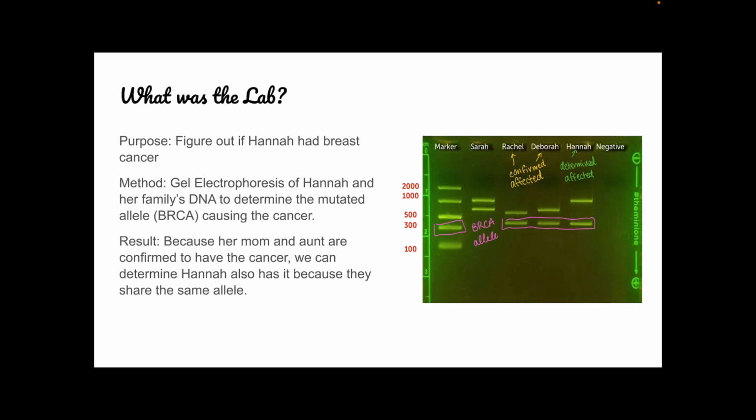What was the lab? The purpose was to figure out if Hannah had breast cancer. The method was through gel electrophoresis of Hannah and her family's DNA to determine the mutated allele, BRCA, causing the cancer. The result was that because her mom and aunt were confirmed to have the cancer, we can now determine that Hannah also has it because they share the same allele.